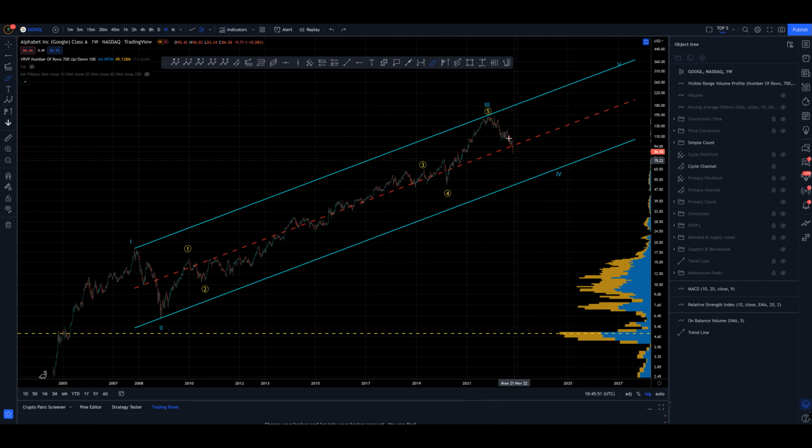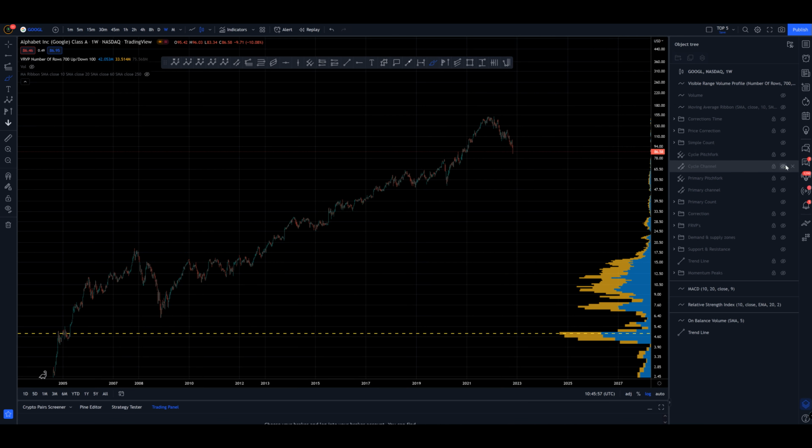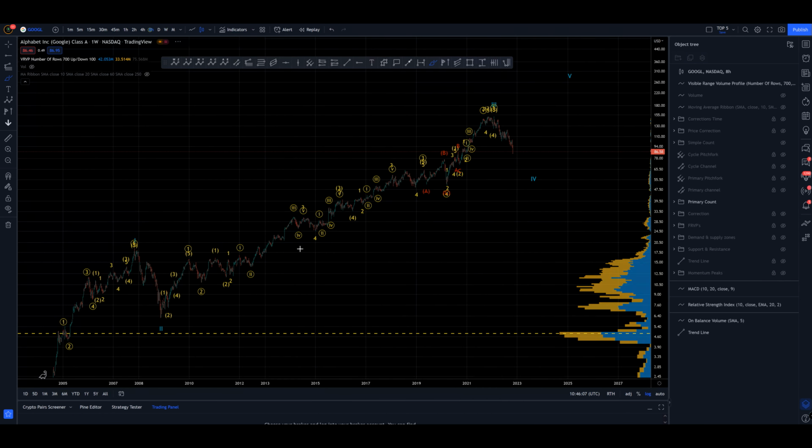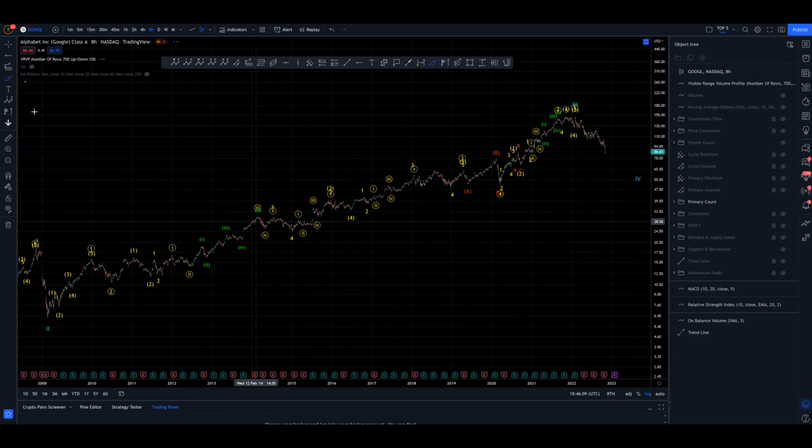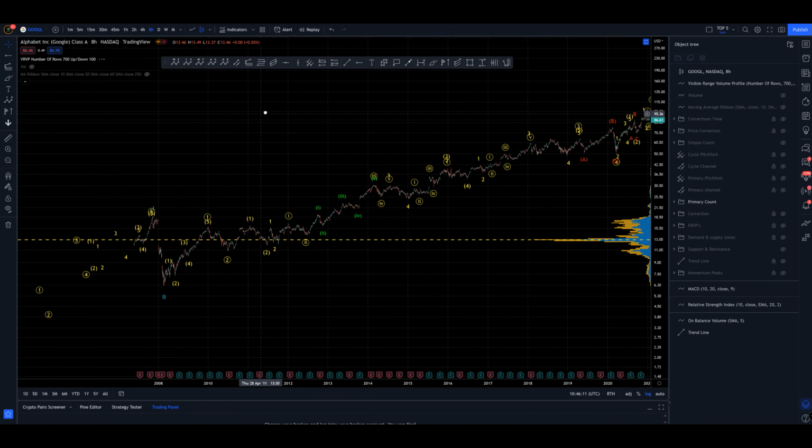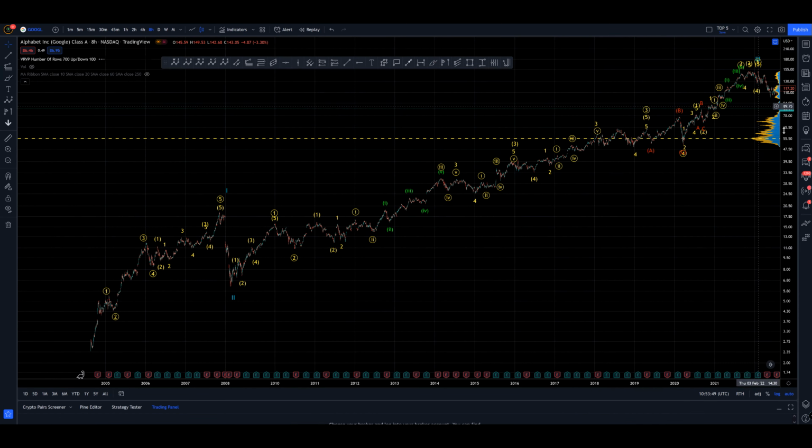I do have a count for this at the moment, we'll come in and dig into that. So once I've got my simple count down and the cycle channel down, and I've done all my geometry, I then go through the basis of getting the actual count done. So if we come down to the 8 hours, we can see all the nitty gritty detail, and this is how I've subdivided it to the high.